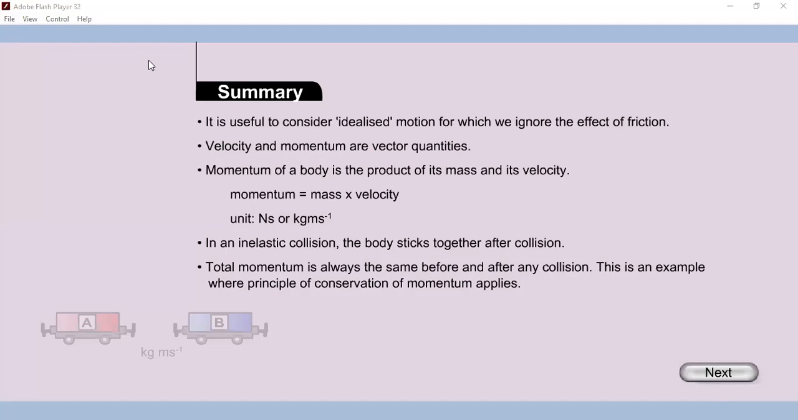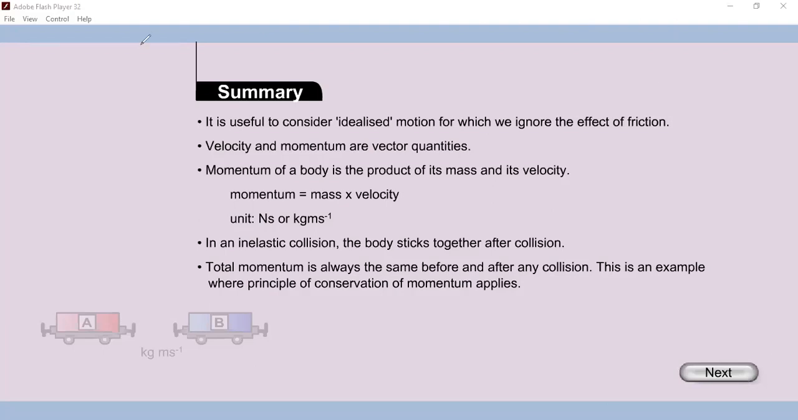In an inelastic collision, the bodies stick together after collision. So they combine and move with the same velocity. And total momentum, you see, total momentum is always the same before and after any collision. We cannot write momentum is always, no. We must write total momentum is always the same before and after collision. This is an example where the principle of conservation of momentum applies.